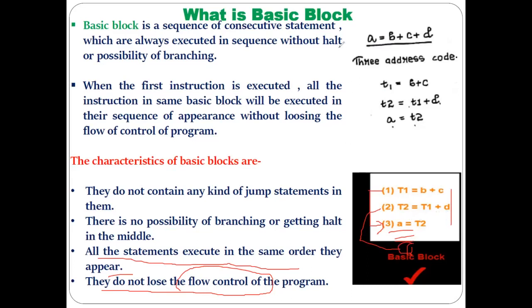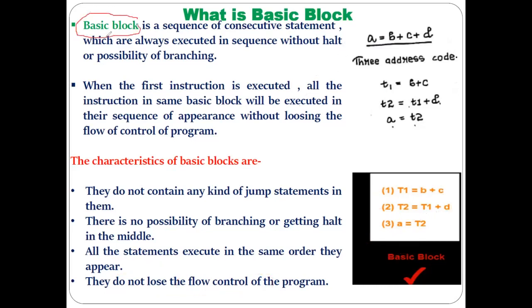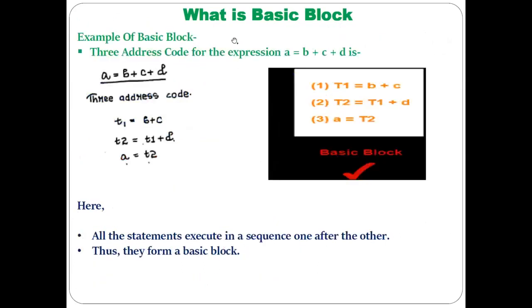Okay, then that particular sequence of consecutive statements you can call a basic block, and only then are they eligible to form a basic block. So this is all about the basic block, and the same thing I have mentioned here. Suppose, for example, you take the expression a equal to b plus c plus d, and if you evaluate the three address code as intermediate code, you can see all the statements execute in sequence, one after the other.